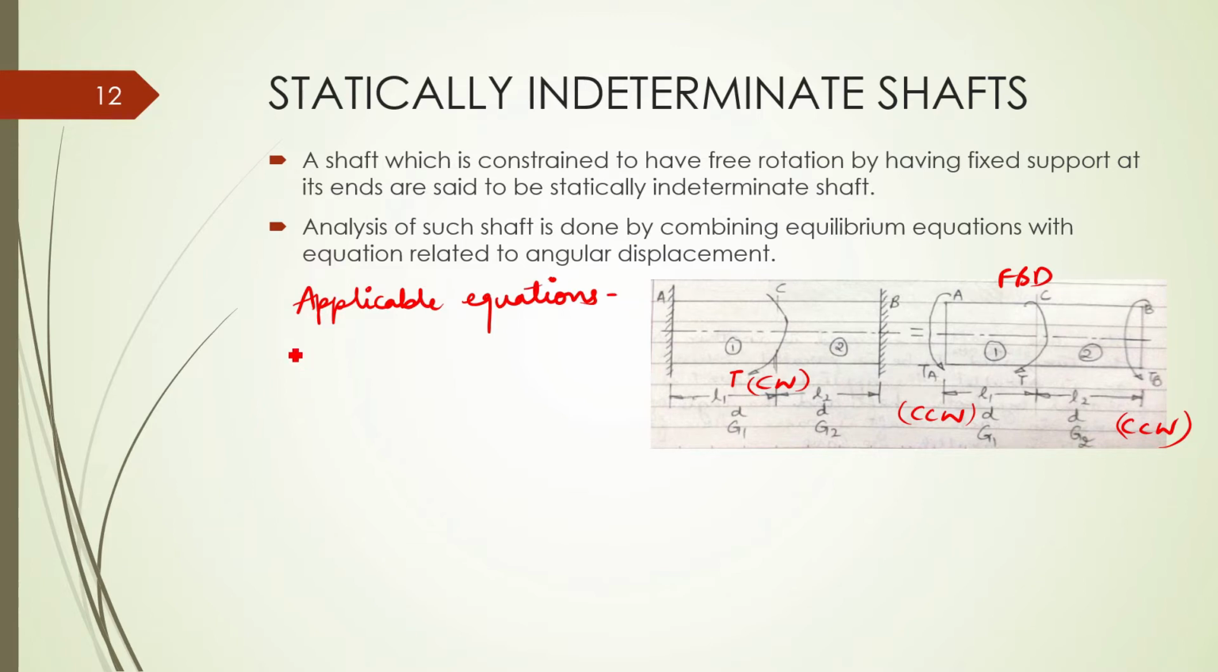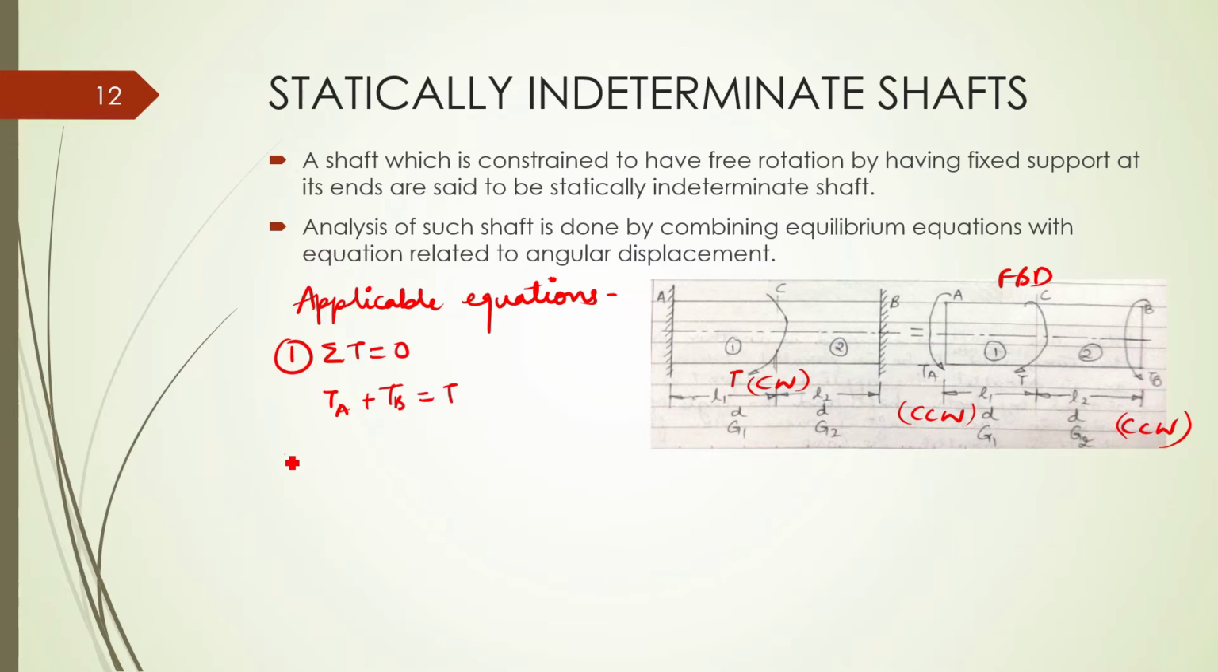The first equation that is applicable is summation of torque over the entire body is 0. So I can say that TA plus TB will be equal to the torque T. This is one of the equations.